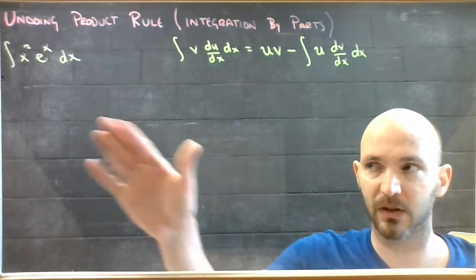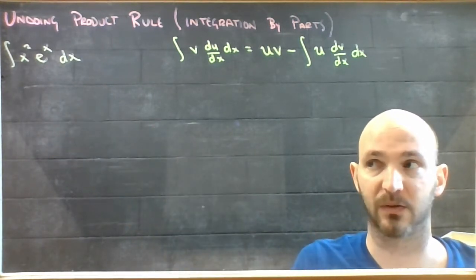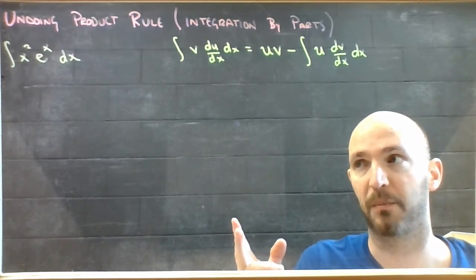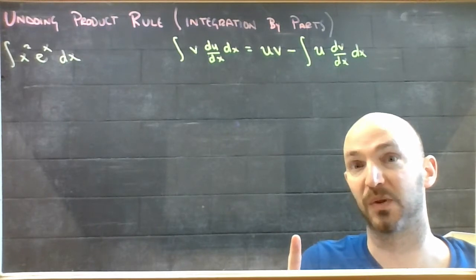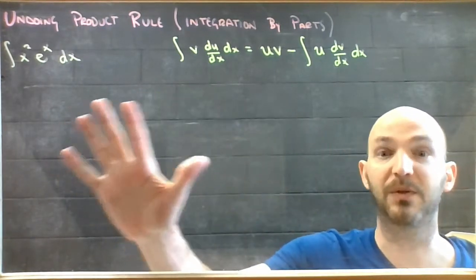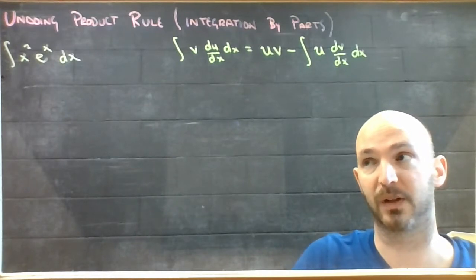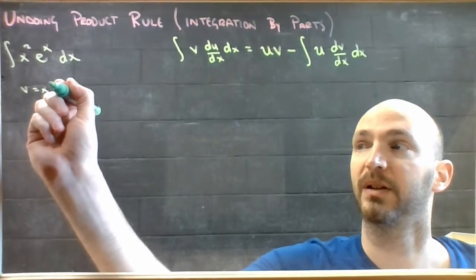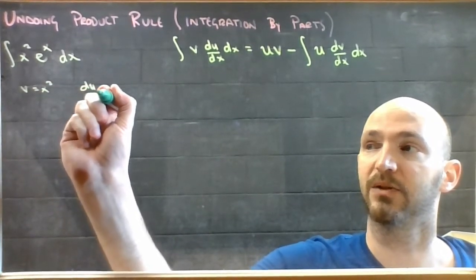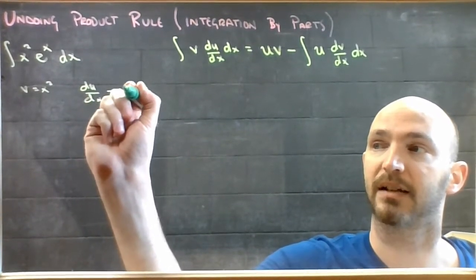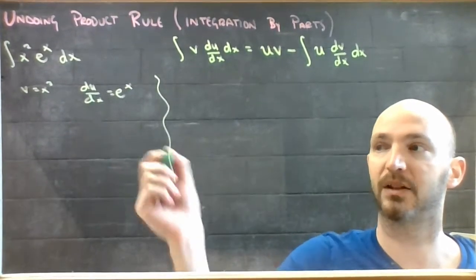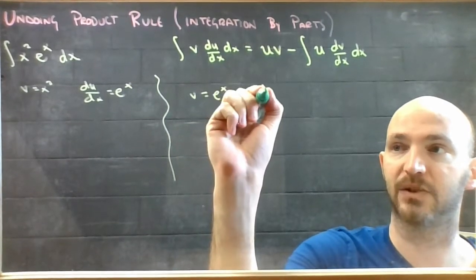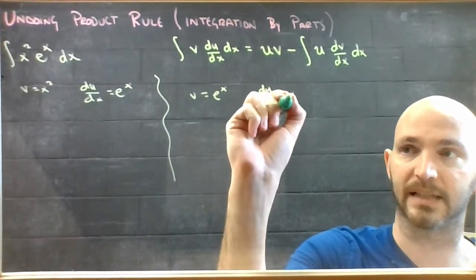So if I were to look at this particular integral, I could do either. But only one of them is going to make it more simple. So I'm going to do both choices, and then we're going to decide which one we like best. So on this side, I'm going to try v equals x squared and du dx equals e to the x. And then over here, I'm going to try setting v as e to the x and du dx as x squared.